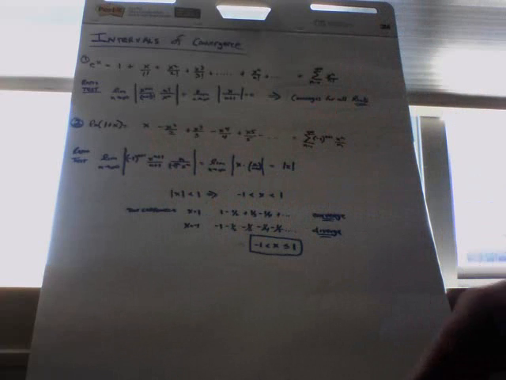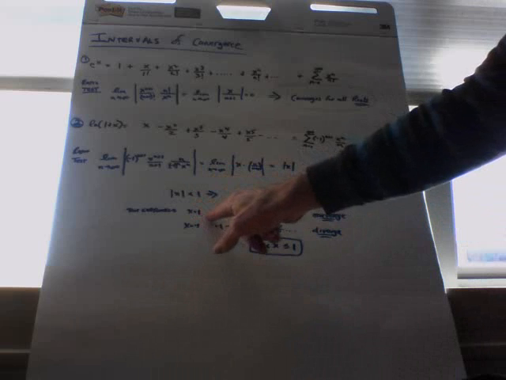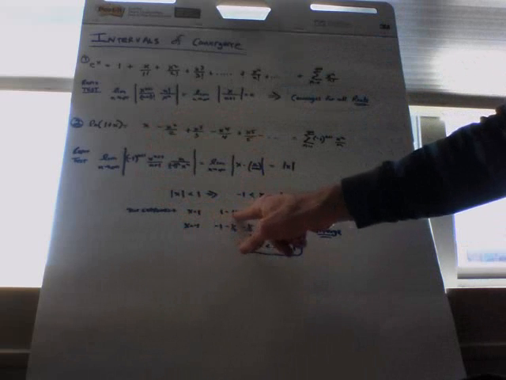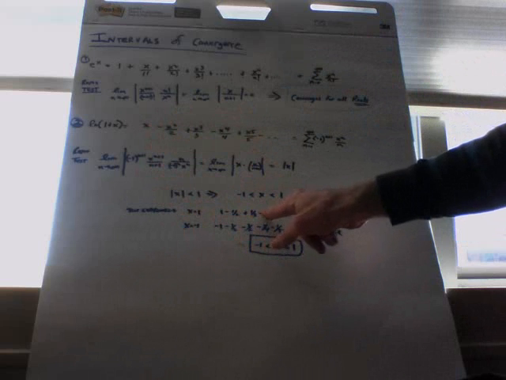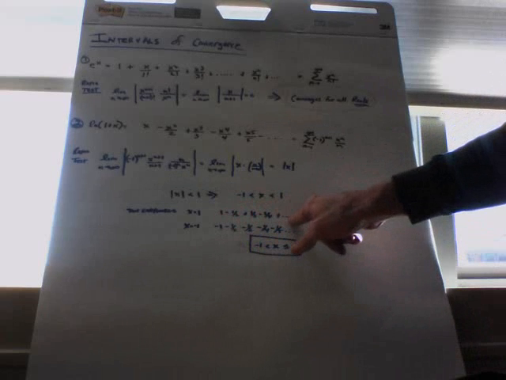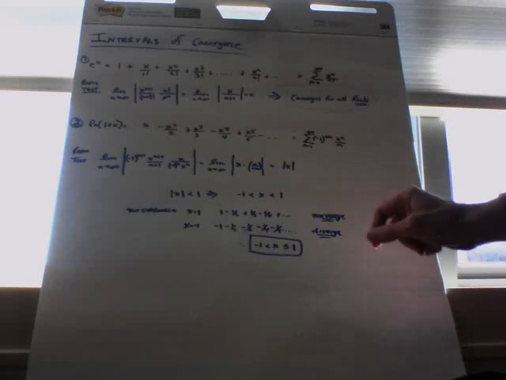But now I independently test the endpoints. So with x equals 1, I go back and I generate what that equals: 1 minus 1/2 plus 1/3 minus 1/4, which you should all recognize as an alternating harmonic series. The terms are going to 0. Therefore, you can say it converges.